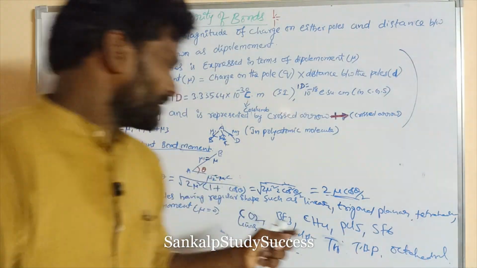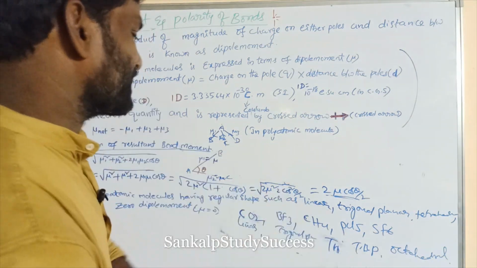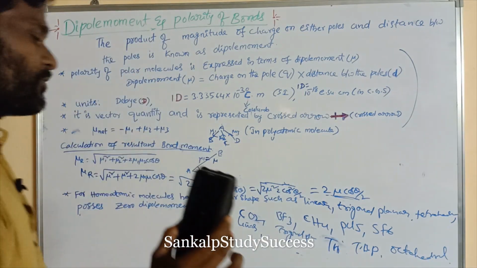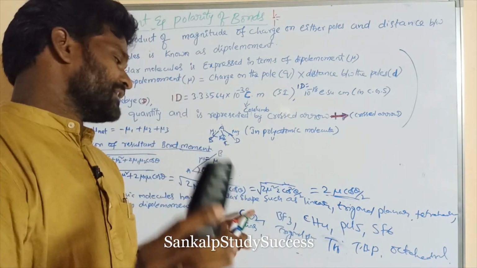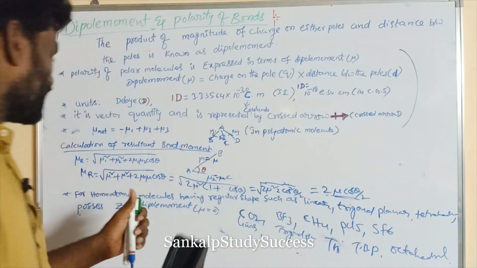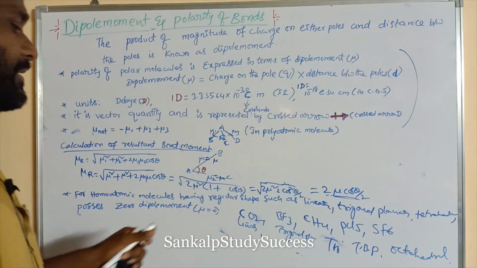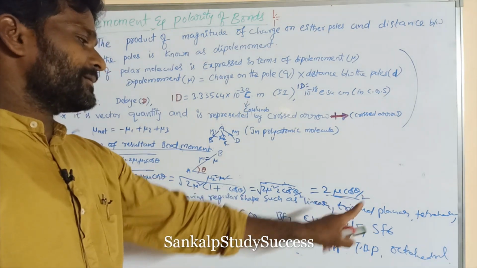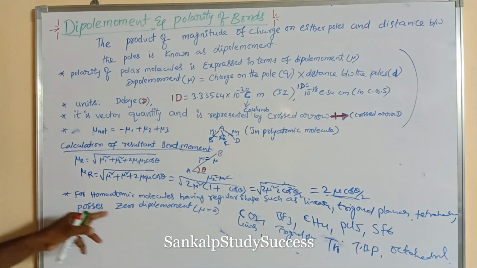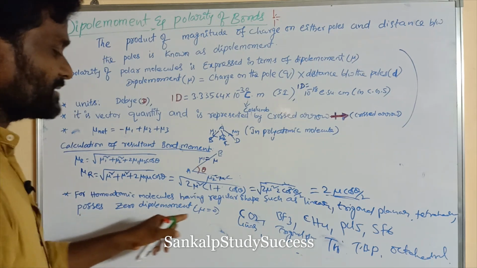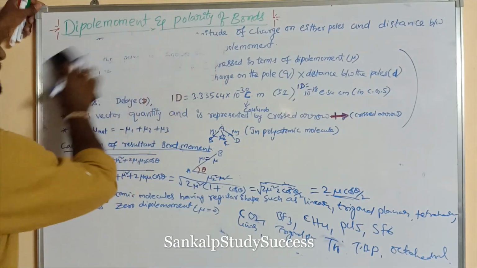Now we will discuss what regular shapes and irregular shapes mean for dipole moment. What is a homoatomic molecule? When the central atom has the same surrounding atoms, it is said to be homoatomic. Homoatomic molecules having a regular shape, such as linear, trigonal planar, tetrahedral, trigonal bipyramidal, octahedral, possess zero dipole moment. That means mu is equal to 0. We'll discuss that now.